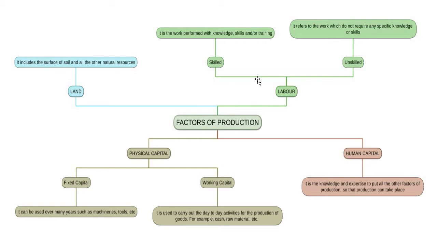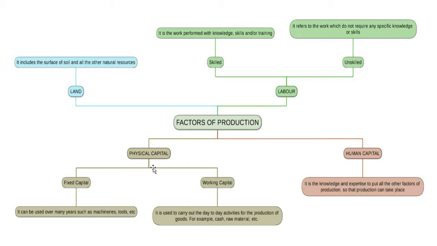The third factor of production is physical capital. Physical capital are of 2 types. The first one is fixed capital, which is bought once and can be used over a longer period of time. An example of fixed capital are machinery, tools, etc.